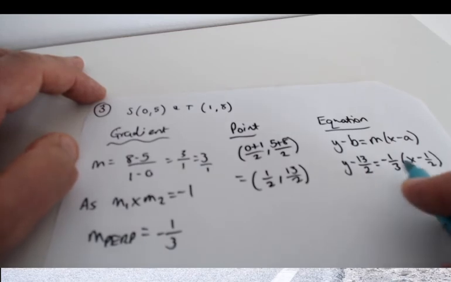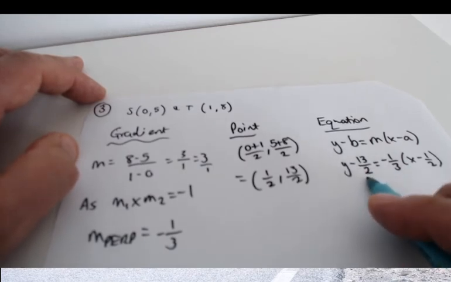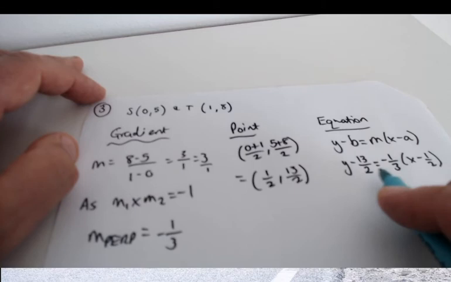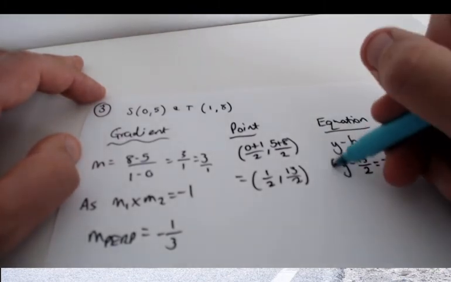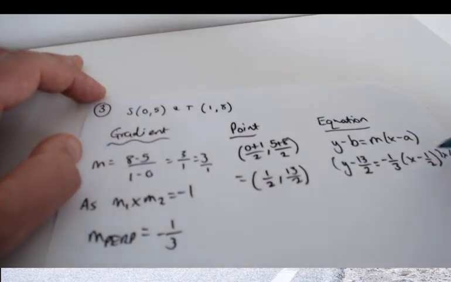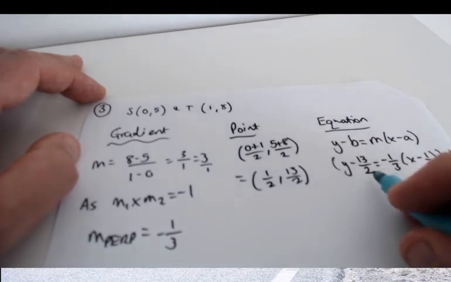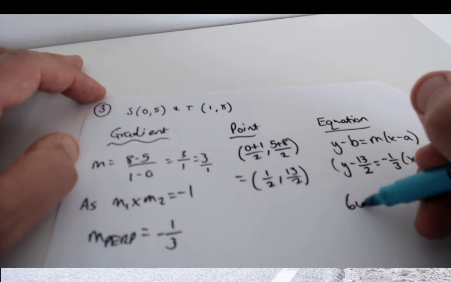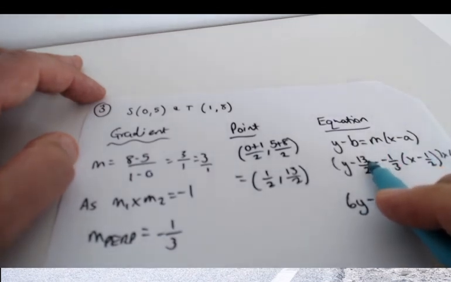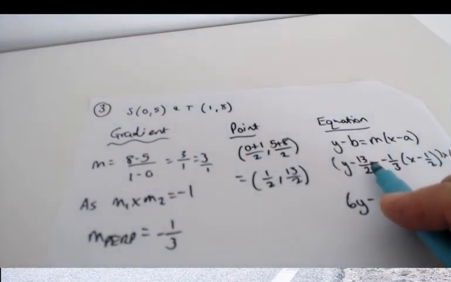Right, to eliminate this fraction here, I'm going to multiply by the LCM. For those who remember first year maths, I'm going to multiply by the lowest common multiple of 2 and 3, which is actually 6. You could multiply by 3 if you want, it just means you still have a fraction over here. If I times by 6, 13 multiplied by 6 and then divided by 2 is 39.